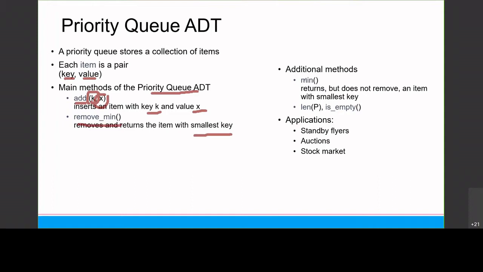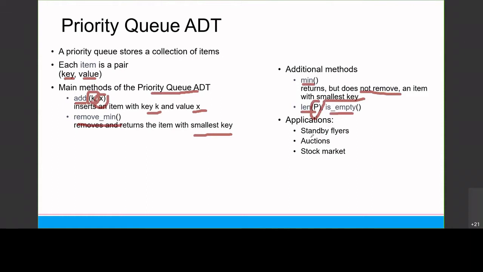We have additional methods like minimum. I want to know what the minimum value is. We just want to know what the smallest key is, but not remove it. It returns, but does not remove, an item with the smallest key. We also want to know the length of the priority queue, which is P, and we can also check whether it is empty or not.